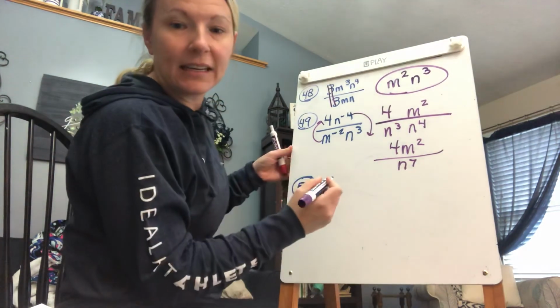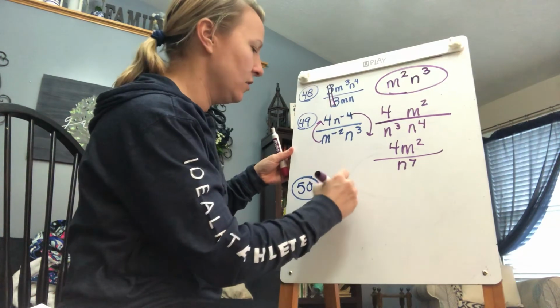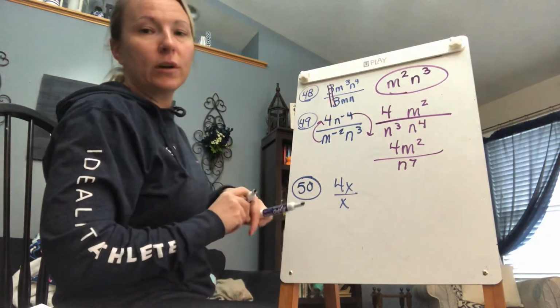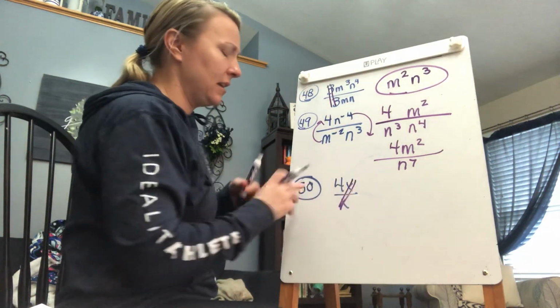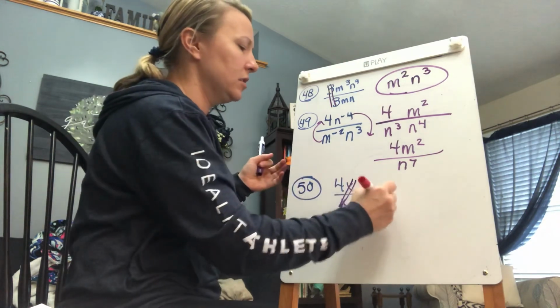Number 50 says, ooh, nice and easy. 4x over x. You're just going to cancel what's the same. The x's cancel out, and all you're left with is 4.